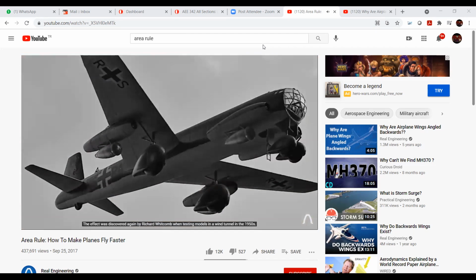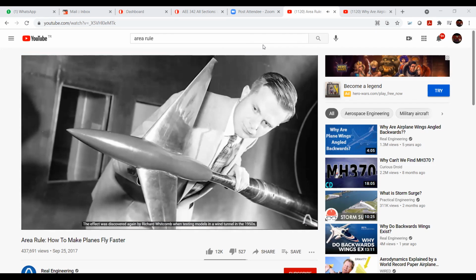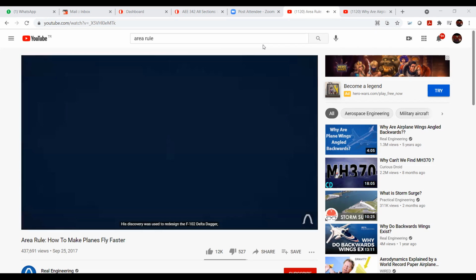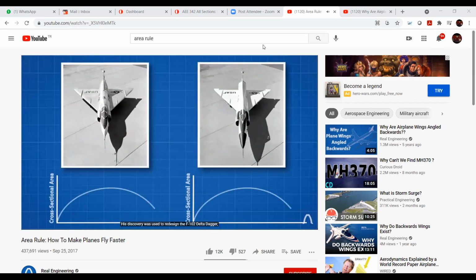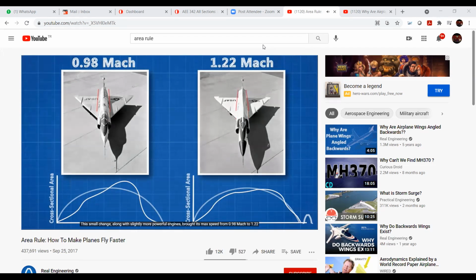The effect was discovered again by Richard Whitcomb when testing models in a wind tunnel in the 1950s. His discovery was used to redesign the F-102 Delta Dagger, which was originally designed with a straight fuselage. The redesign tapered the fuselage over the wings and allowed the distribution of cross-sectional area to more closely resemble the ideal. This small change, along with slightly more powerful engines, brought its max speed from 0.98 Mach to 1.22.